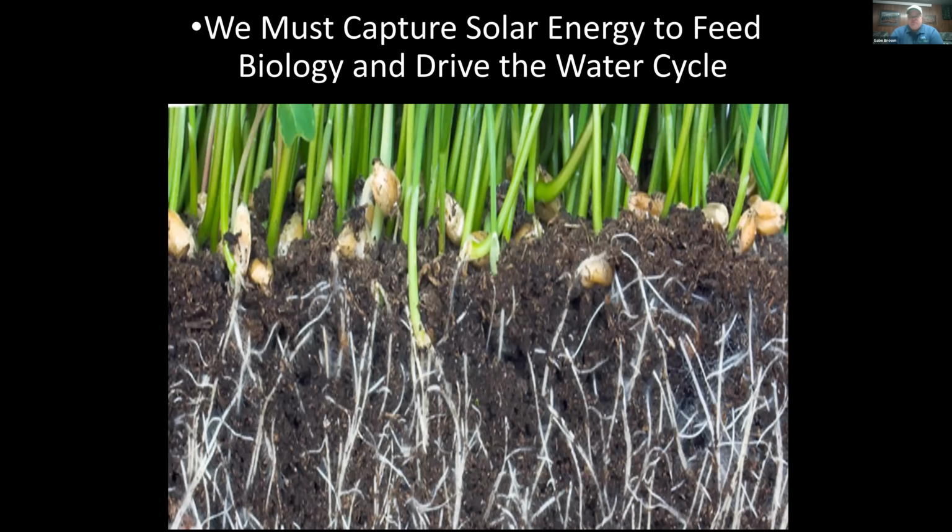So we must capture solar energy then to feed biology and drive the water cycle. So they're all very intimately related and they rely on each other. It's kind of like the chicken and the egg. We need to be paying attention to, and as Shane said, applying the principles to drive the processes.